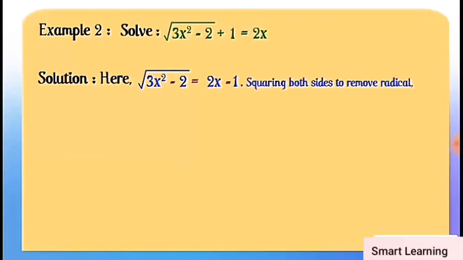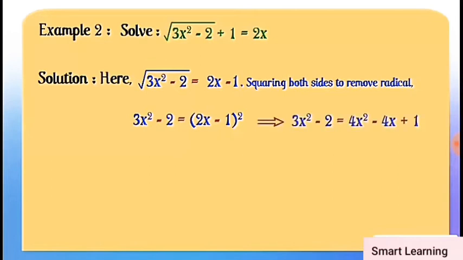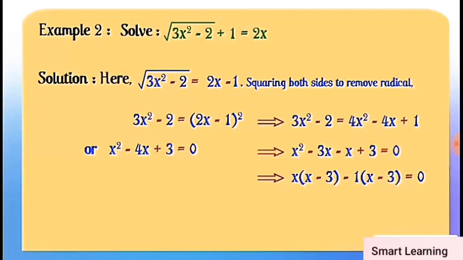Squaring both sides to remove radical, 3x squared minus 2 is equal to 2x minus 1 whole square. This implies 3x squared minus 2 is equal to 4x squared minus 4x plus 1. Or, on simplification, we'll have x squared minus 4x plus 3 is equal to 0. This implies x squared minus 3x minus x plus 3 is equal to 0. This implies, taking x common from the first two terms, we have x into x minus 3. Taking minus 1 common from the last two terms, we have minus 1 into x minus 3 is equal to 0.